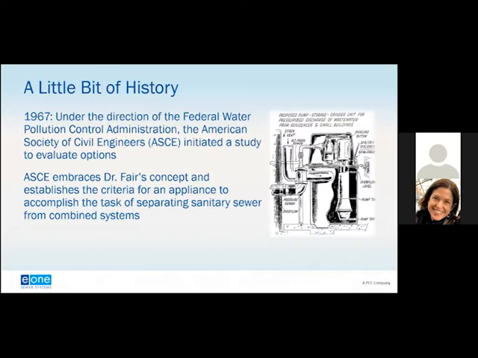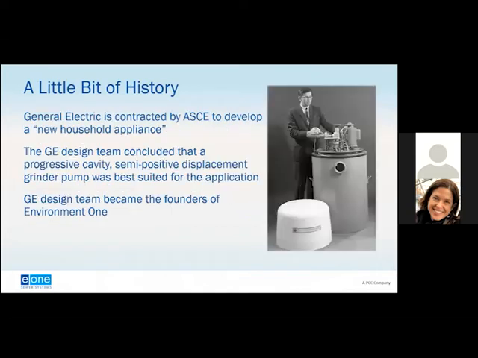Therefore, the materials had to be ground down. So what they looked at was establishing the criteria for the appliance to accomplish this task of separating the sanitary sewer from the combined systems. Where this led in their study was General Electric was contracted to develop this new household appliance. And why this little history lesson is important in today's webinar is this slide right here, where the GE team started with a blank slate.